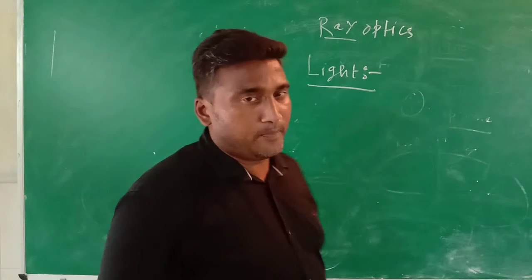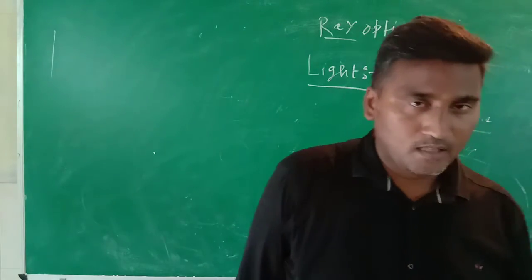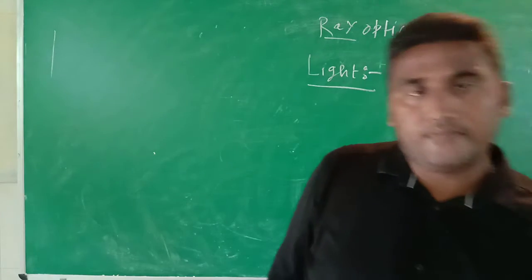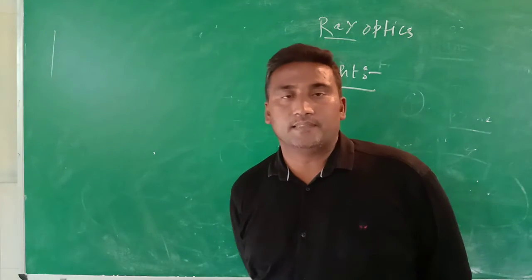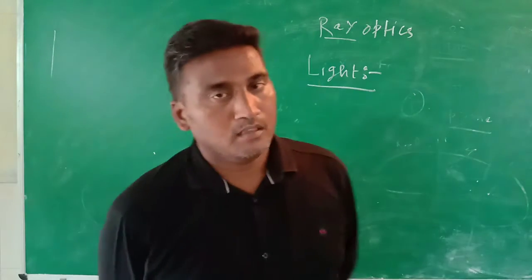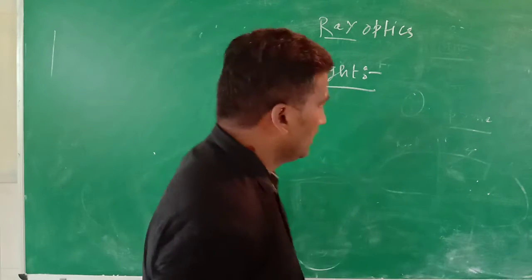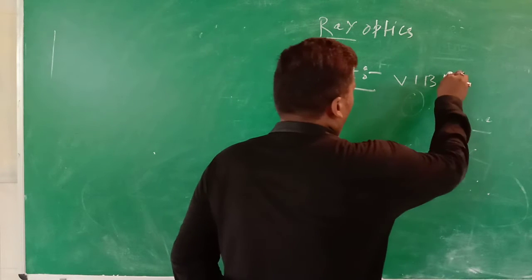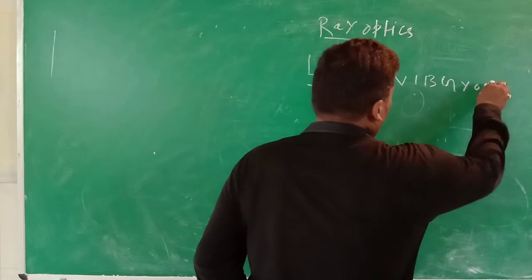Now our first topic is light. What is light? Light is a form of energy, and with it we can see any object easily. Light is a mixture of seven visible colors, VIBGYOR. It is in ascending order of wavelength and descending order of frequency.